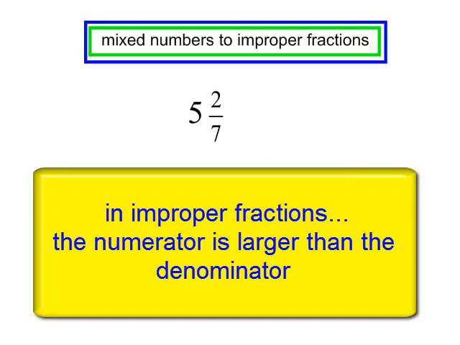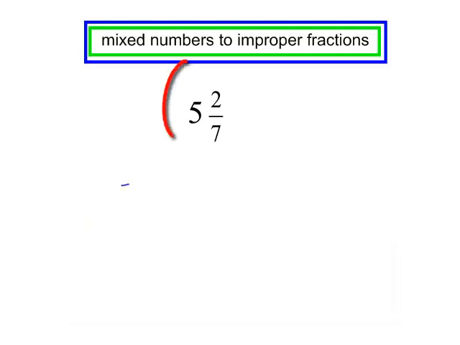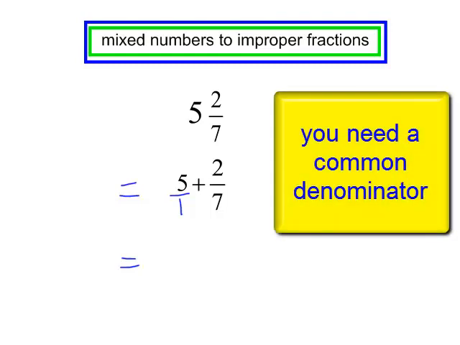Well, 5 2/7. 5 is our whole number. So that is equal to the whole number 5 plus 2/7. But remember, 5 is the same as just 5 over 1. If I wanted to add these two numbers, I would need to get a common denominator, which would be 7.